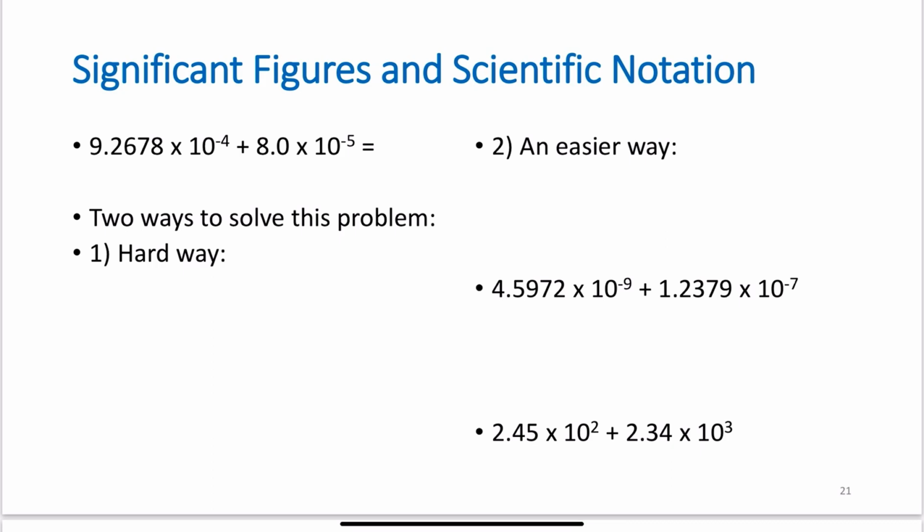I have 9.2678 times 10 to the negative 4 plus 8.0 times 10 to the negative 5. So both of these numbers, I've basically got this number and this number. They're both in scientific notation. I need to add them together. When I plug this into my calculator it gives me an answer of 1.00678 times 10 to the minus third. That is my calculated answer.